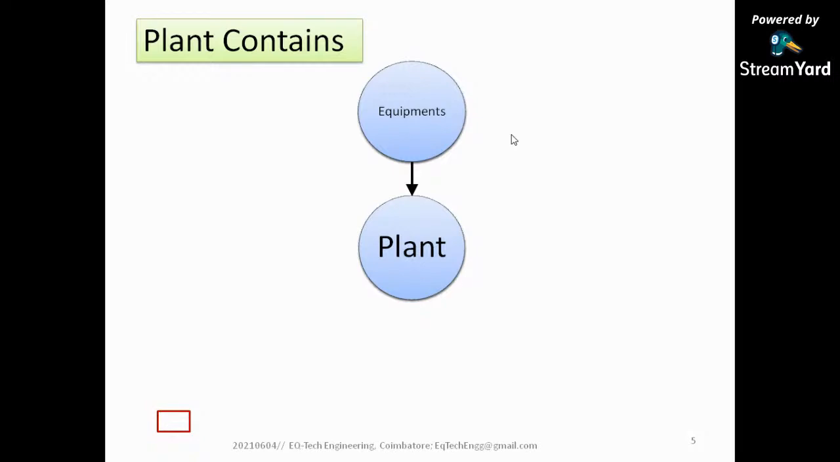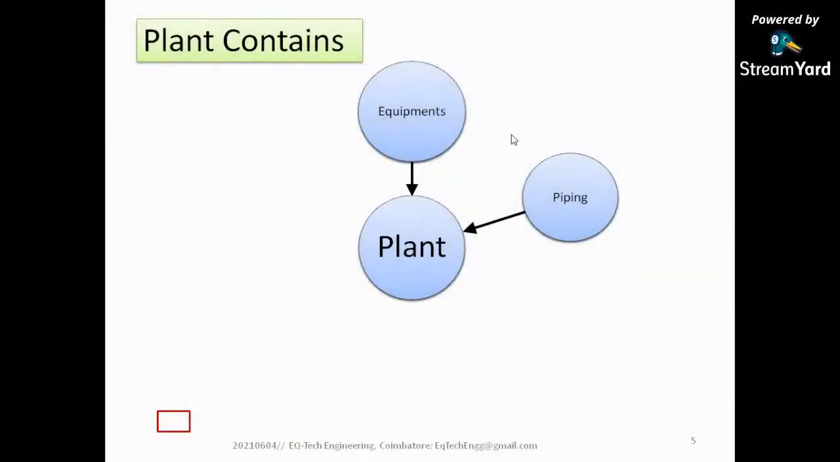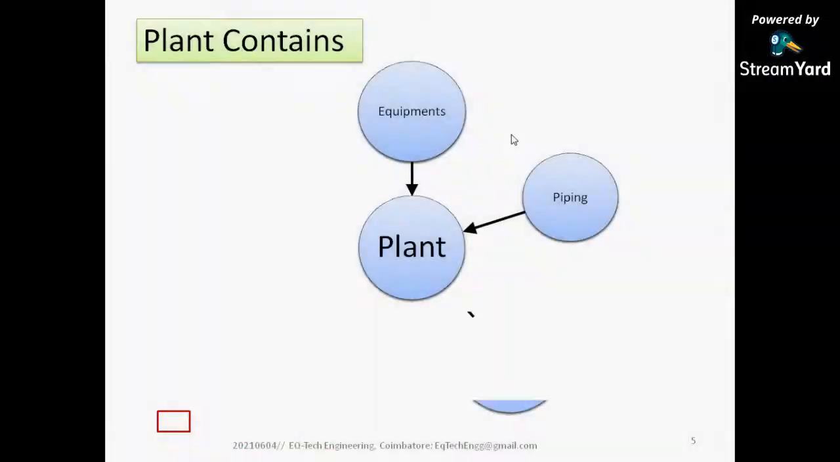Equipments, we'll see what are the types of equipments. Basically, equipments are classified into rotary equipments, static equipments, or specialized equipments. And when we have different equipments at different positions of the plant, we need to connect these equipments through piping, where the fluid can be transferred from one equipment to another for processing or storage or whatever it is.